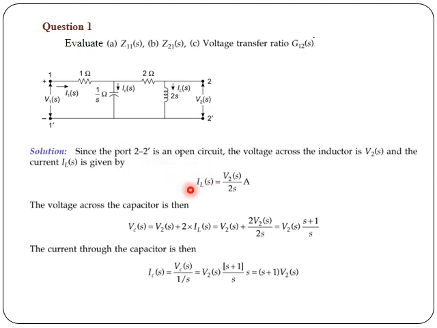As you can see, IL, the current through the inductor, if at this point the voltage is V2, would be V2 upon the impedance 2S of the inductor. So IL will be V2 upon 2S. Then the voltage across the capacitor would be V2 plus 2 times IL. As you can see, this is an open port and the voltage is given at this port. So the current which flows through this inductor will also flow through this resistor. So the total voltage across the capacitor will be the voltage across this 2 ohm resistor plus the voltage across this inductor. So VC, the capacitor voltage, would be V2 upon 2S into (S plus 1 upon S). Then the current would be the voltage upon the impedance, that is V2 upon 2S into this function. So it will simplify as (S plus 1) into V2 upon 2S.